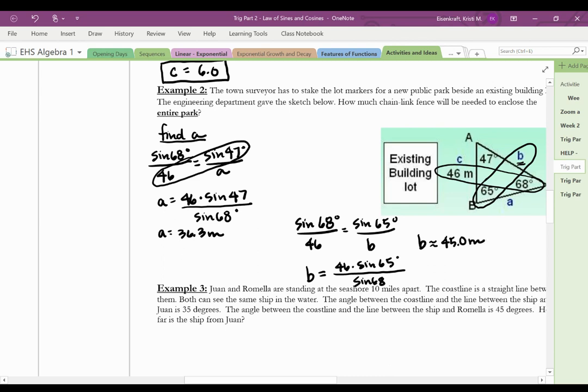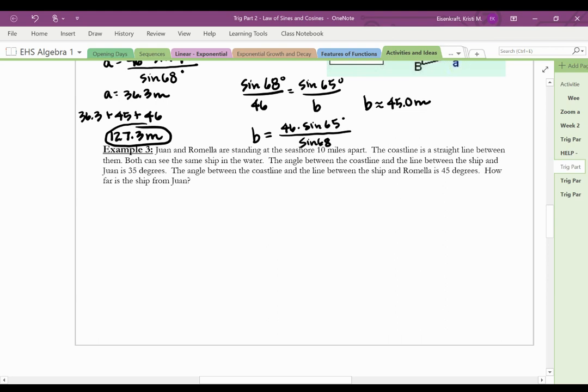meters. Okay, so now I've figured out all the sides. Well, I just had to figure out A and B, so I need to add them up together. So the 3 sides together, 36.3 plus 45 plus 46. This is in meters. 127.3 meters of fencing. Total perimeter.